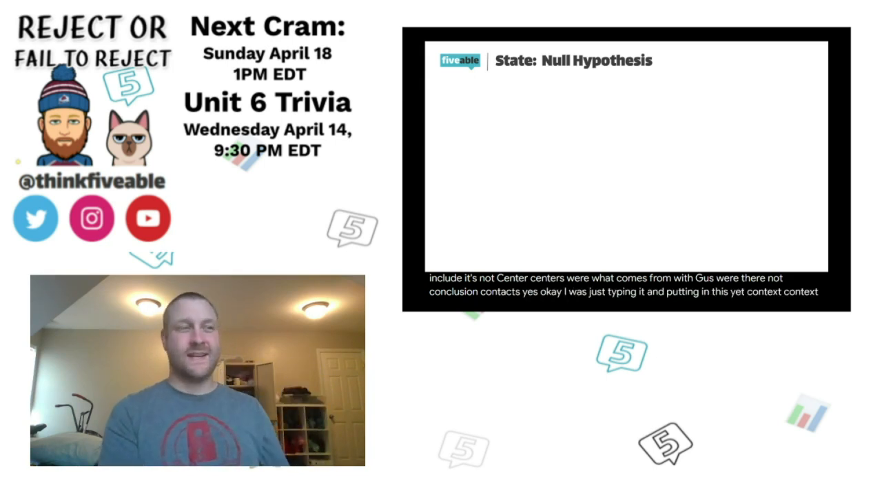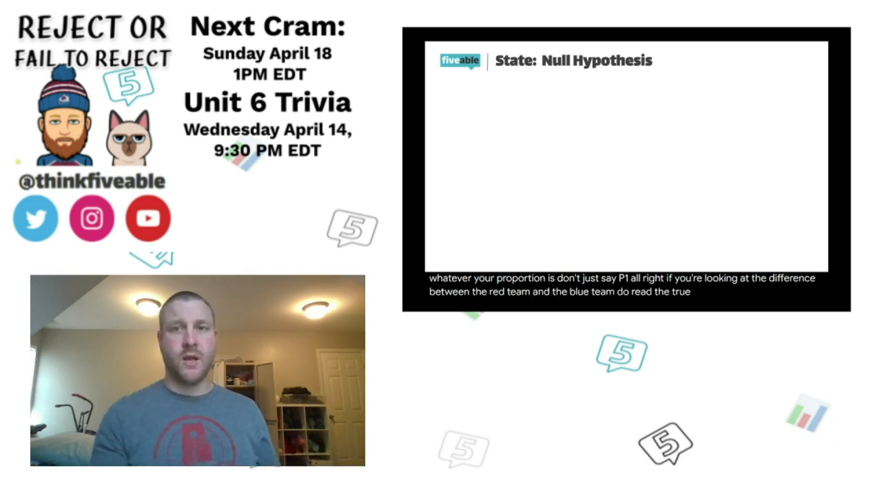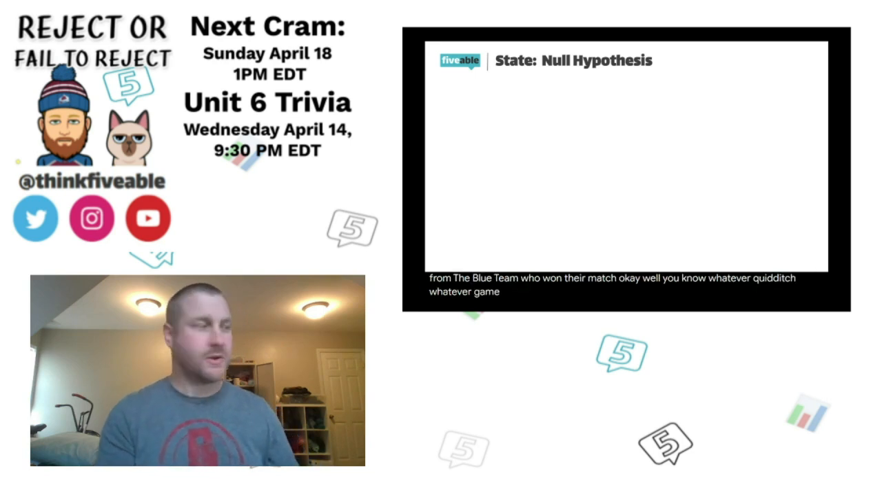Context, context, context. No bare numbers. Make sure that whatever number you're using, it is tied to a particular concept. Whatever your proportion is, don't just say P1. If you're looking at the difference between the red team and the blue team, do P red, the true proportion of players on the red team who won their match. And then P blue is the true proportion of players from the blue team who won their match. Whatever game we're talking about there.